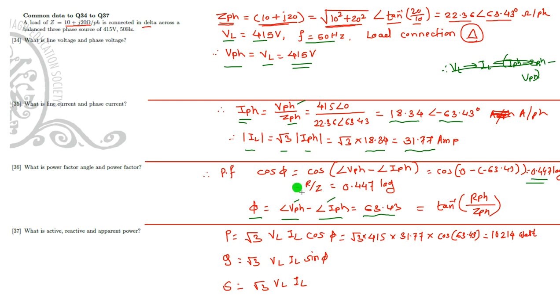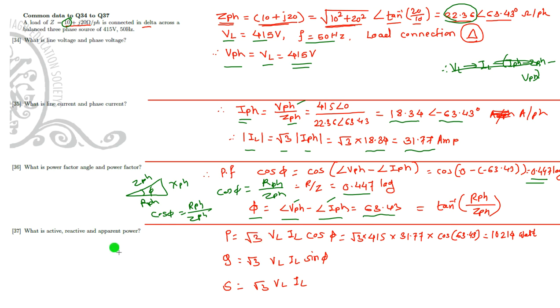Or you can calculate it from RPH upon ZPH. Power factor is equal to RPH upon ZPH, because in the power triangle diagram, suppose this is the RPH, this is the XPH, then this is ZPH. So this is the per phase value. Hence cos phi is equal to RPH upon ZPH. RPH is given as 10, and the ZPH we have calculated is 22.36. So it gives you again the same value.